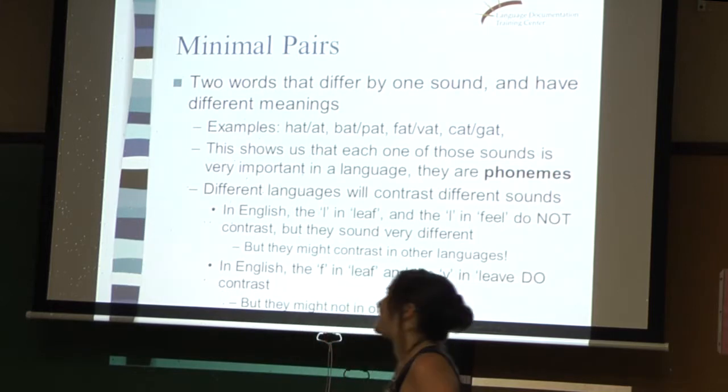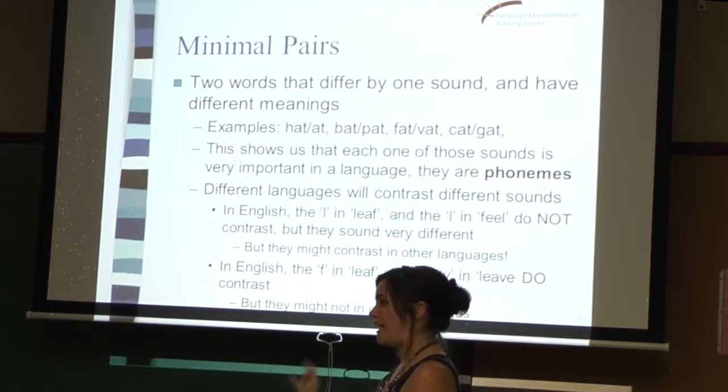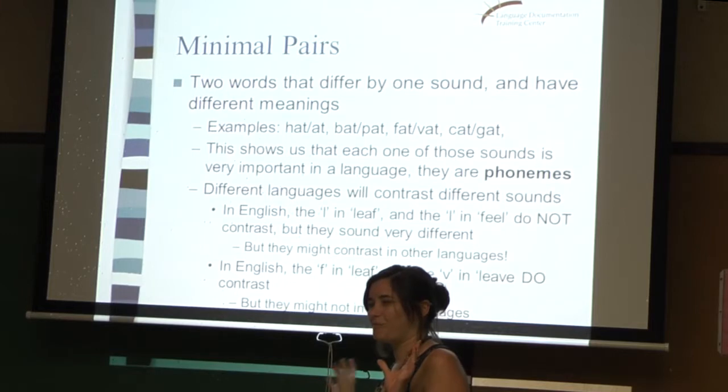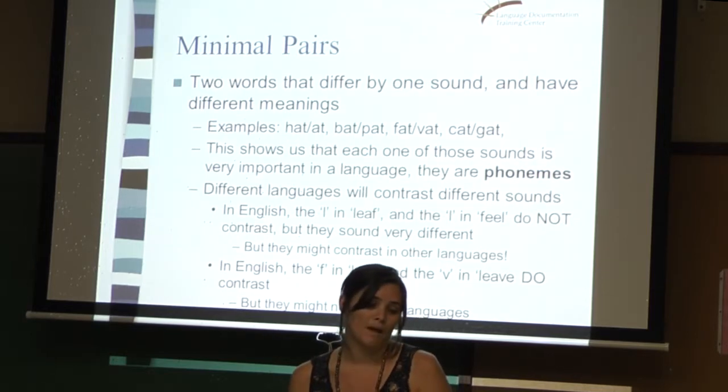So what we call these differences are phonemes. So the H and the stop there at the beginning of at, these are different phonemes because they are sounds that create different meanings. So F and V, P and B, we call them phonemes.